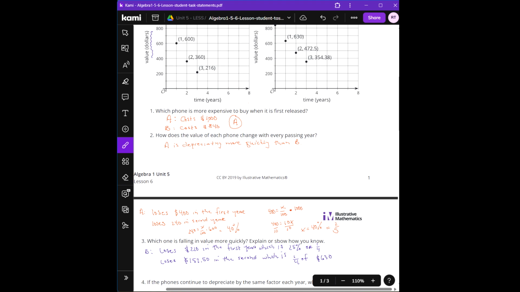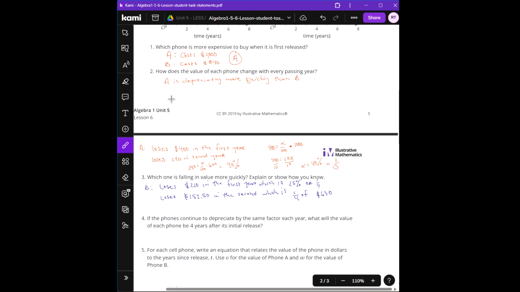All right, the next one. If the phones continue to depreciate by the same factor each year, what will the value of each phone be 4 years after its initial release? So what is the value of each phone after? We see how much it's falling in value for number 3.